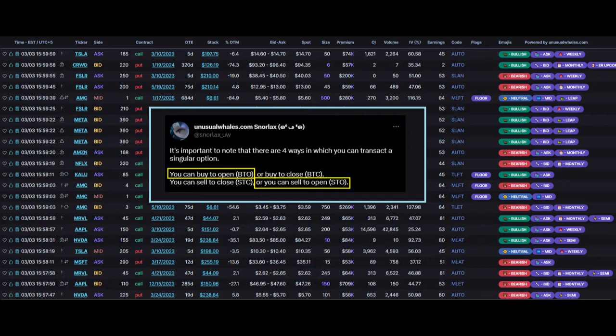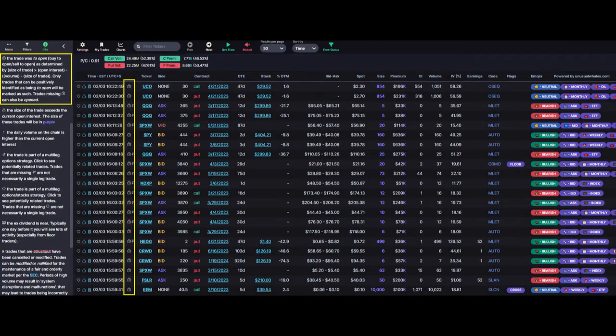In simpler terms, we want to know when whales are buying to open or selling to open their positions. It is not always obvious when a transaction in the flow feed is an opening trade. Sometimes the relationship between the size of the trade, the volume, and the open interest of the contract line up in such a manner that the trade can be positively identified as an opening trade. This type of trade is identified with this bag emoji. The emoji legend can be referenced by selecting the Info tab.